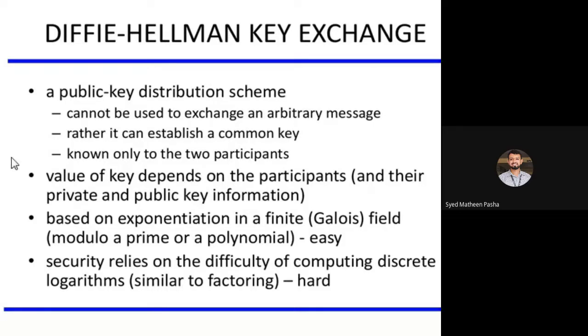Okay, then we have something called the key value here. The value of the key depends on the participants' private as well as public keys. So this is the general part. Then, based on exponentiation in a finite field, you can see I have used g to the power of ab mod p, right? If I am using modulo there, it is actually easy to compute such kinds of functions.